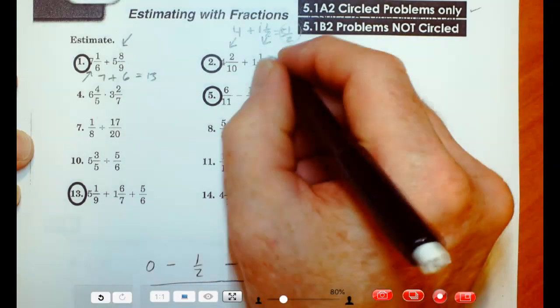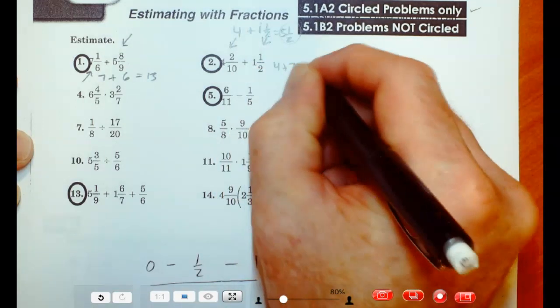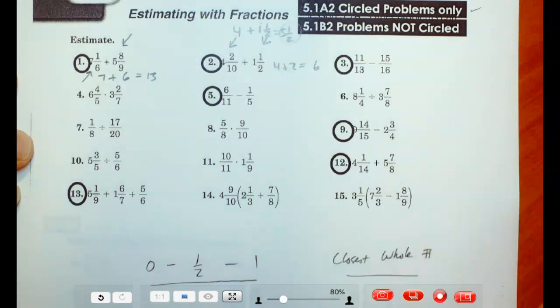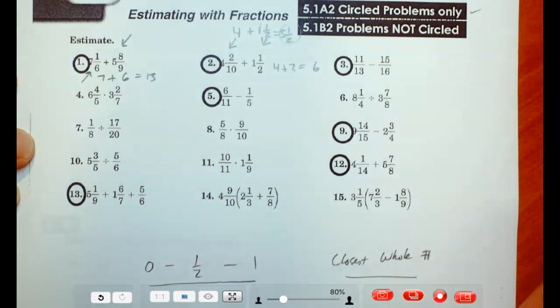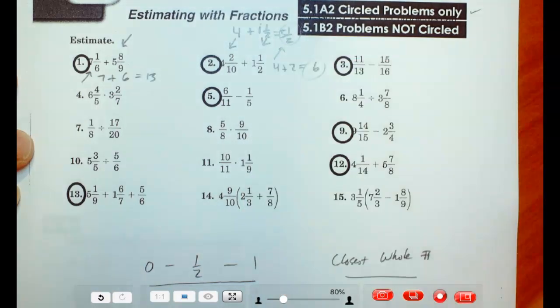If you follow the rule, this one would round up, and if you said that this is 4 plus 2, and you said that was 6, that would be a fine estimate too. Okay? Not as close as my estimate of 5.5, but you followed the rules.